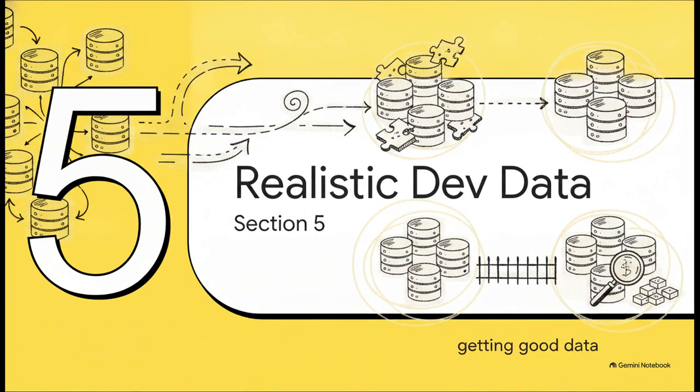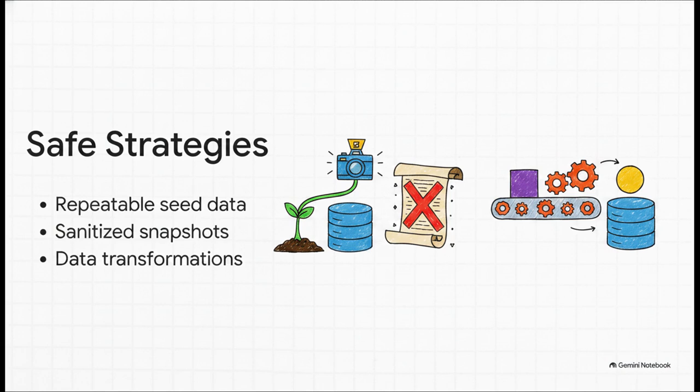Moving on to Section 5, Handling Realistic Development Data. So a really common follow-up question is, well, if we have these empty, isolated databases, how do we get good data in there without mixing up our histories? You basically have 3 safe strategies.